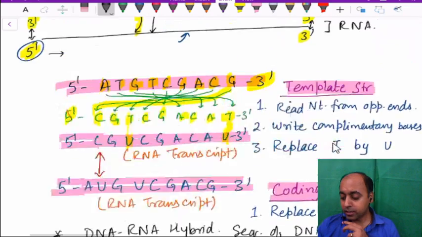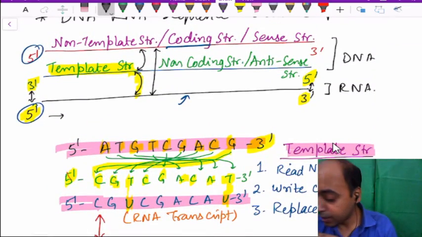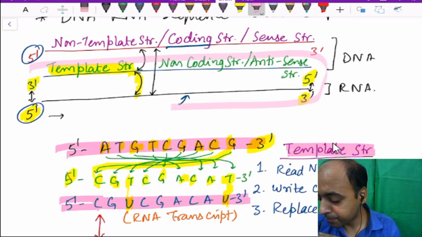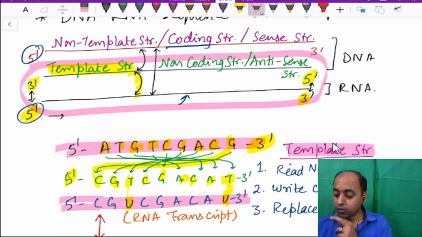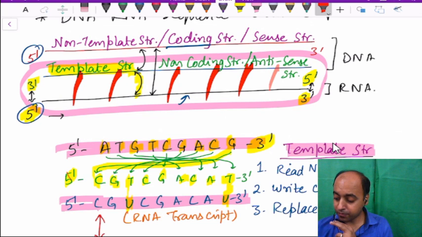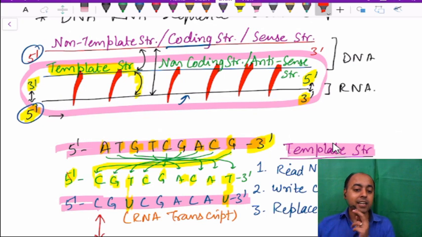Let's go back to the diagram and look at this structure. What do you see here? The DNA is attached to the RNA. So when I say DNA-RNA hybrid, I've already told you that we are talking about the template strand.